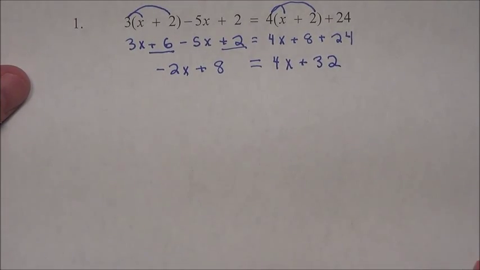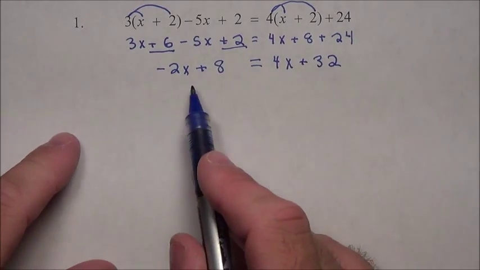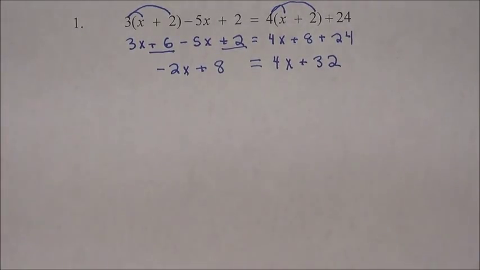Now, at this point, I have x's and numbers, x's and numbers. I want to move all the x's to one side and all the numbers to the other. I always like to take care of my x's first. And I move the piece that's the easiest to move. What's the lightest? 4 pounds or negative 2 pounds? Negative 2 pounds is pretty light, so that's what I'm going to move.